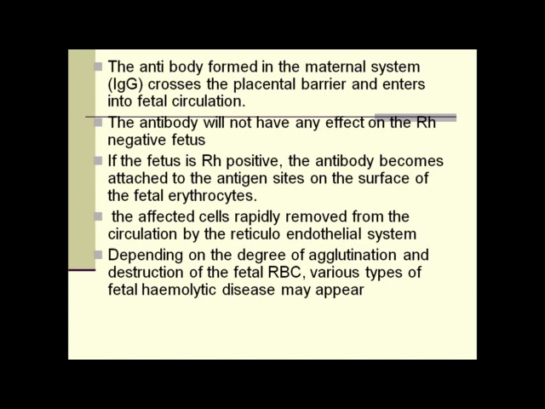If the fetus is Rh positive, the antibody becomes attached to the antigen site on the surface of the fetal erythrocytes. The affected cells are rapidly removed from the circulation by the reticuloendothelial system. Depending upon the degree of agglutination and destruction of fetal RBCs, various types of fetal hemolytic disease may appear.